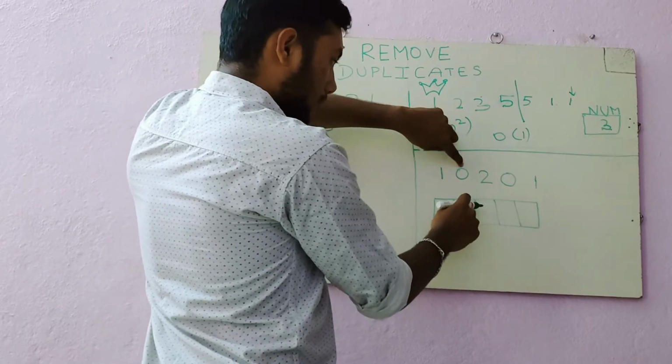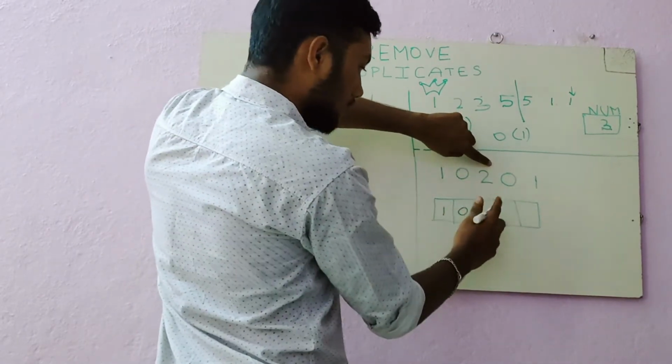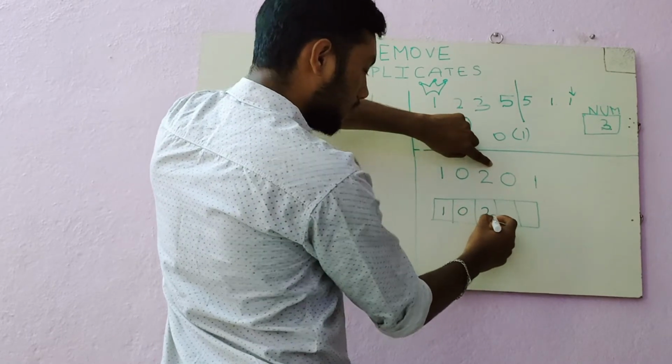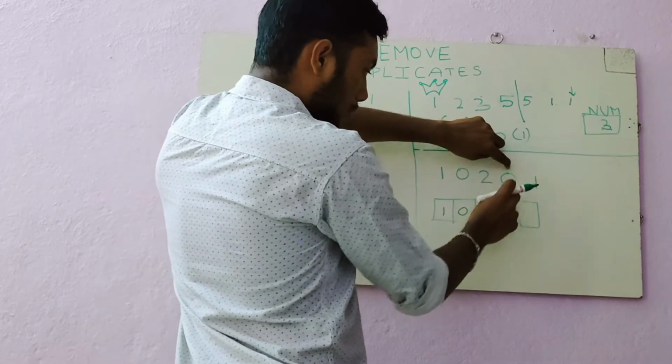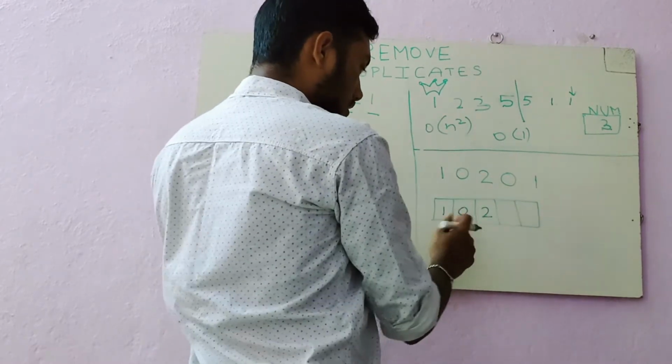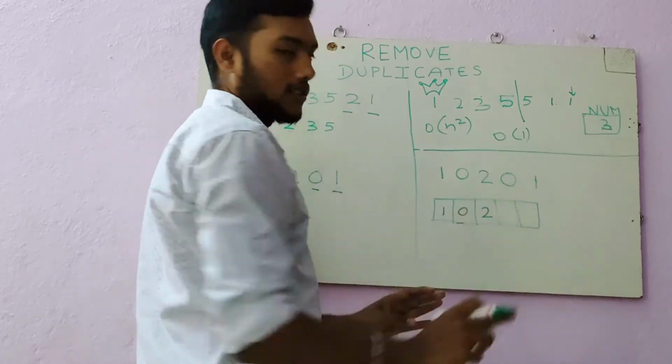This element 0 wants to come to the original array. The original array accepts it because it doesn't already have 0. And this 2 comes to the original array because it doesn't have 2. And this 0 wants to come to the original array. It can't come because there is already 0 in it. It considers this 0 a duplicate value, so it will not accept that.